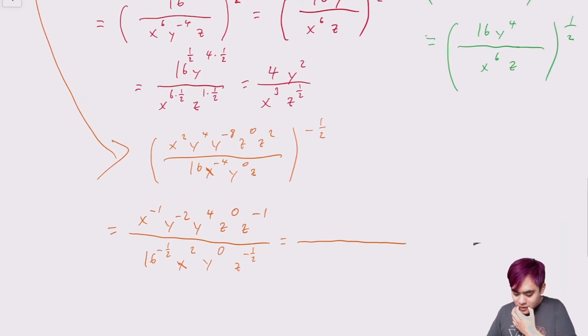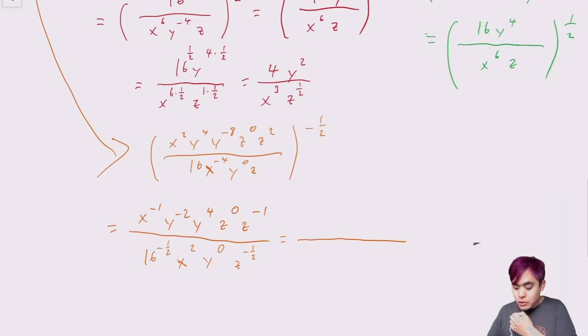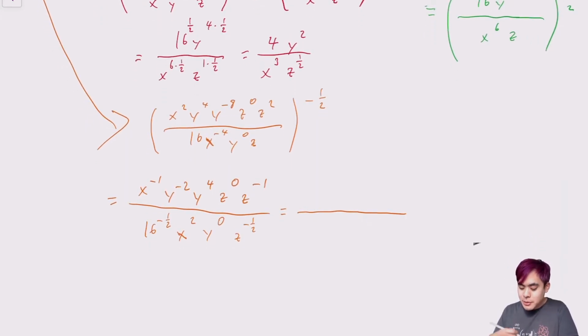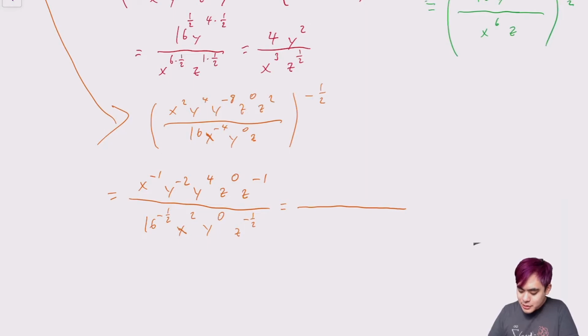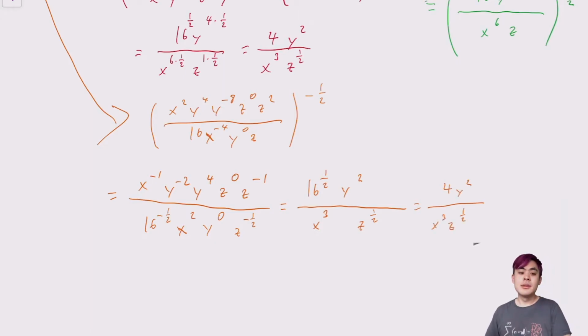wait, I think I did something wrong. Oh, no, I did it right. Okay, good. So the x to the -1 on top goes to the bottom. So let's just move everything to be positive. You have 16 to the 1/2 up here. You have x cubed down here. You have y squared up here. The z to the -1 and -1/2, so you have z to the 1/2 here. And so that's also equal to 4y squared x cubed z to the 1/2. So you can do it in a different order so long as you're careful about what you do.